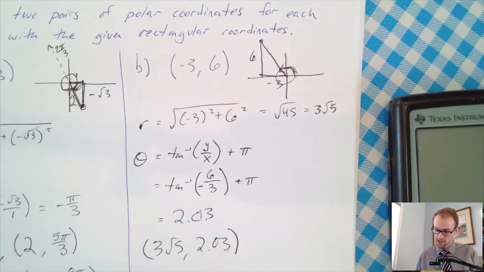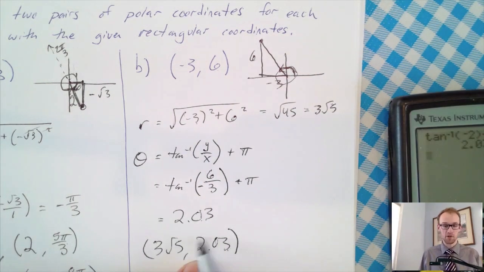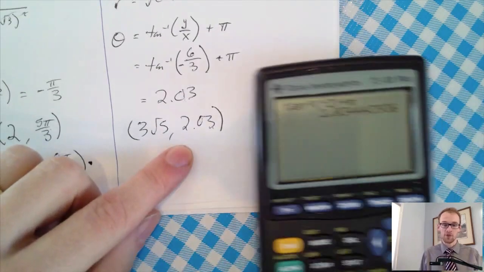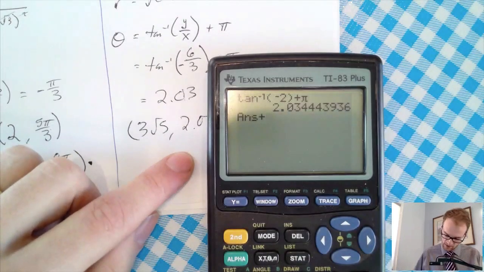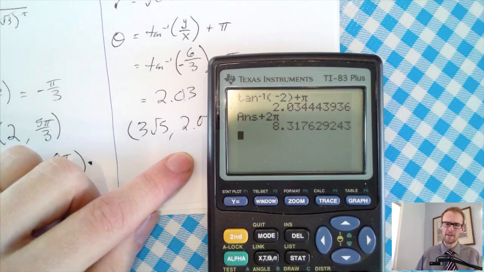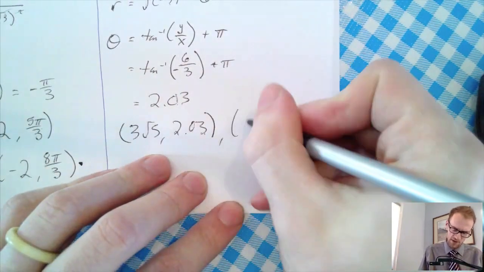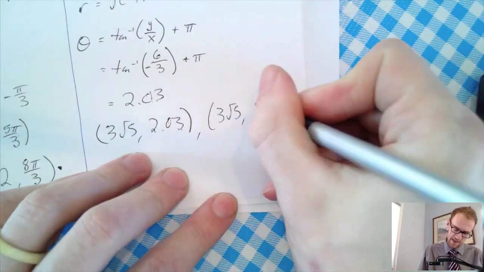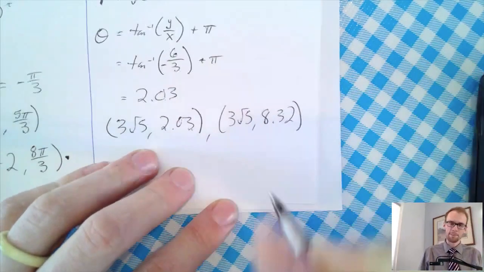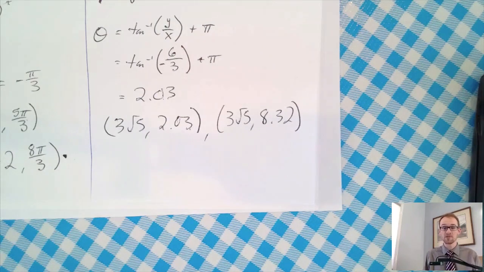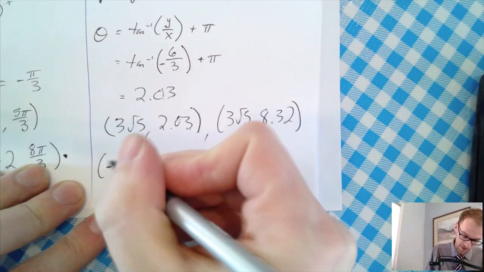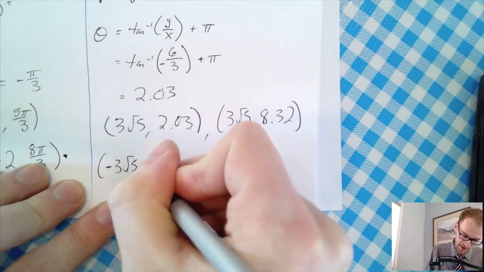So I'm going to go back to my TI-83, and since we're already in an approximated decimal form, I'm just going to take that answer and add 2 pi, and I get 8.32. So the other one is 3 root 5, 8.32. The other pair of answers that I give is going to be with a negative 3 root 5 radius.